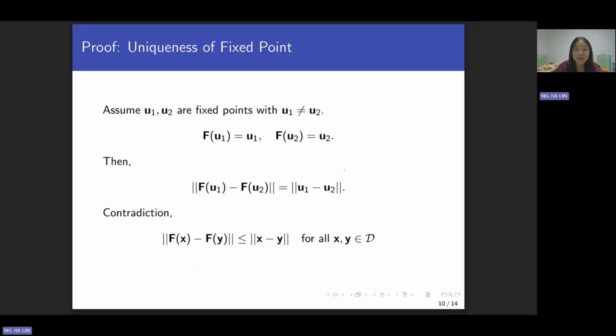Then by definition, we get that f(u1) is u1 and f(u2) is u2. Then we will get that the distance of f(u1) and f(u2) is equal to the distance of u1 and u2. However, this is a contradiction, as from the definition of contraction, we need the distance of u1 and u2 to be greater than the distance of the function applied, fx minus fy. Therefore, we show that a fixed point must be unique.